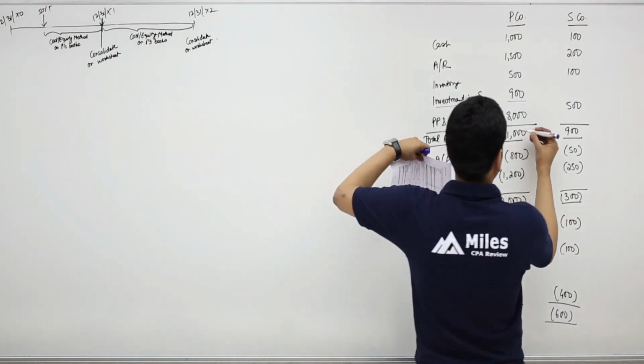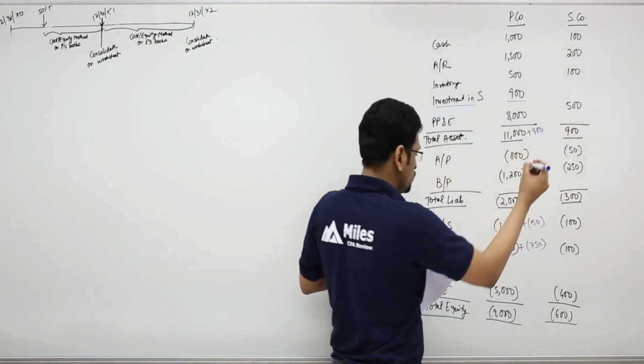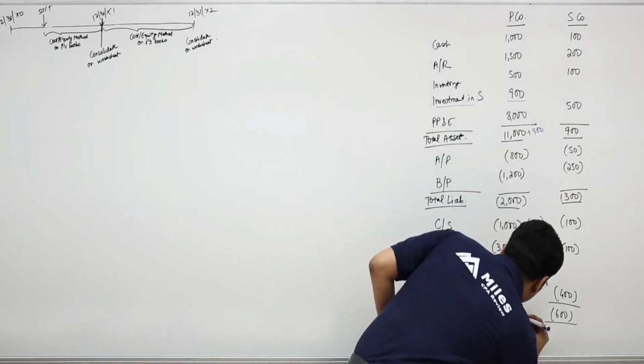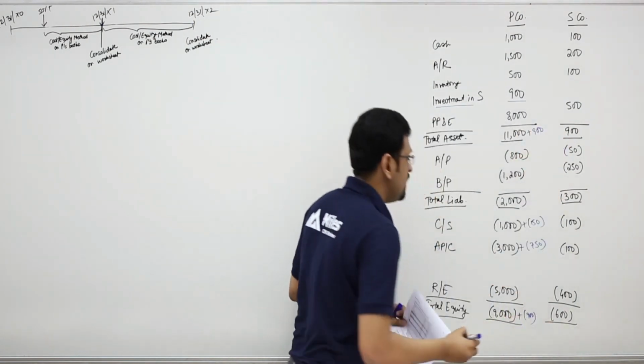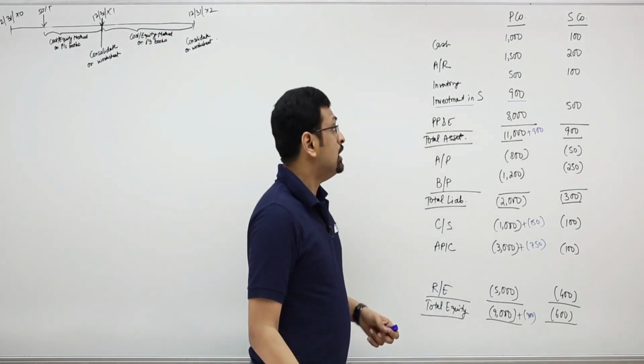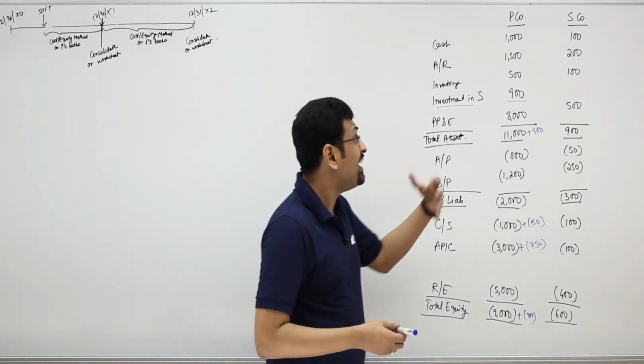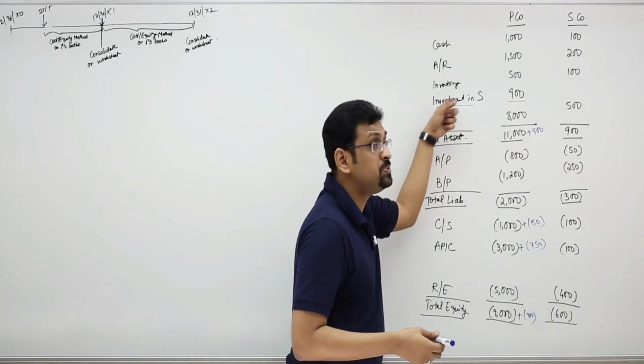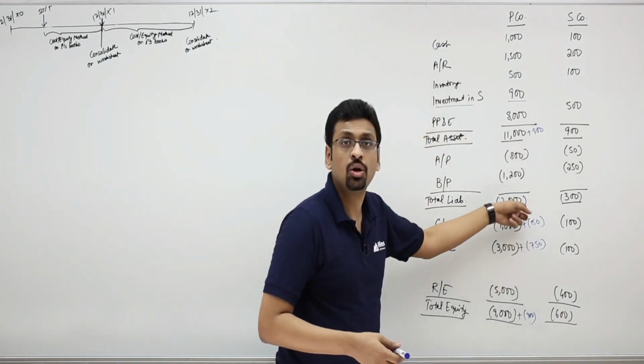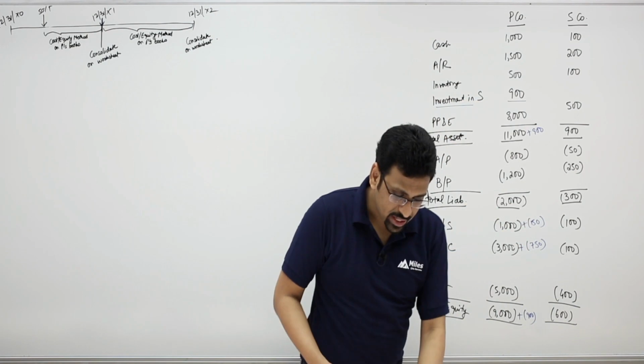So total assets are 11,000 plus 900, 11,900. Total equity is $9,000 plus 900, $9,900. So that's when the parent acquires the subsidiary, investment in subsidiary, by issuing stock. Now look at the next one.